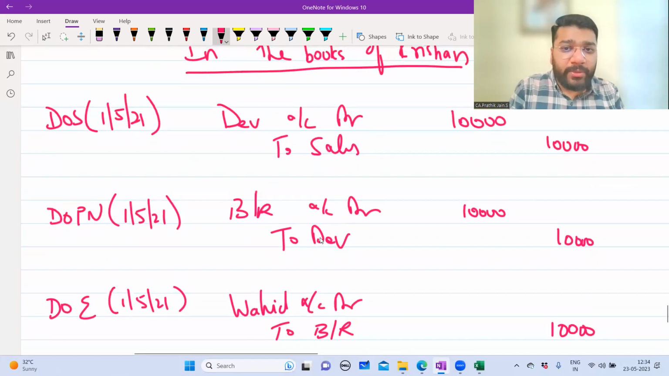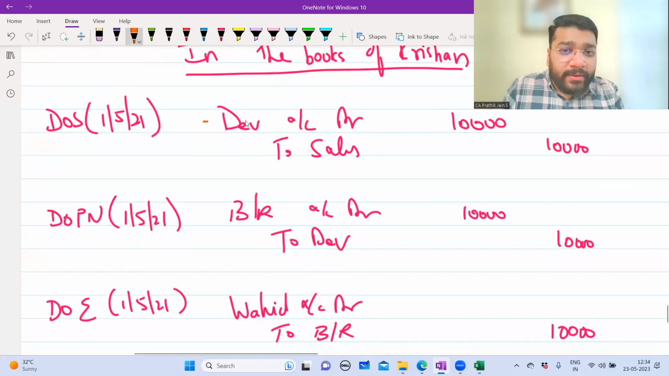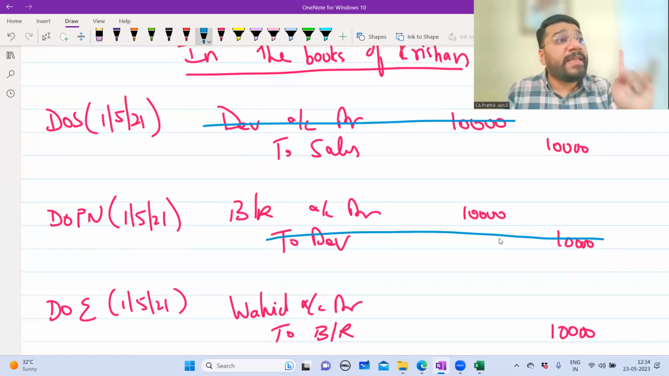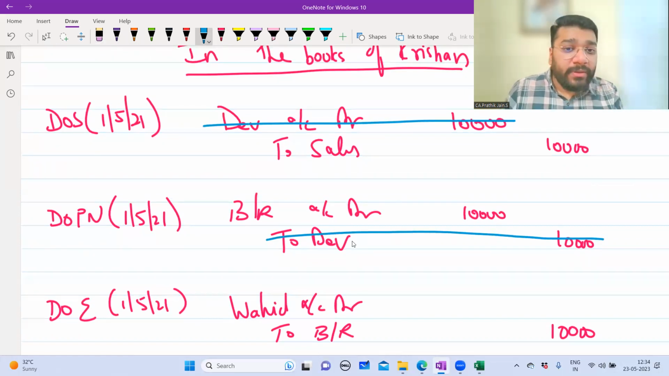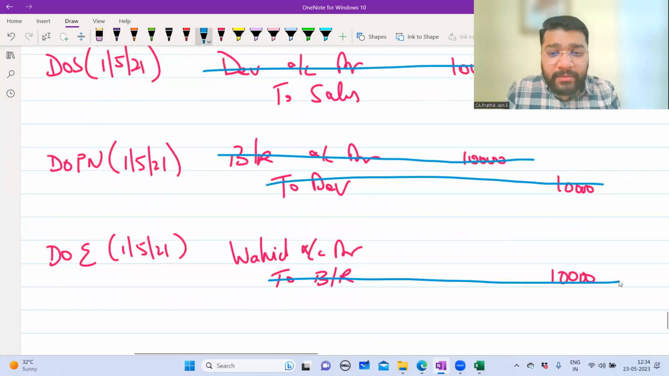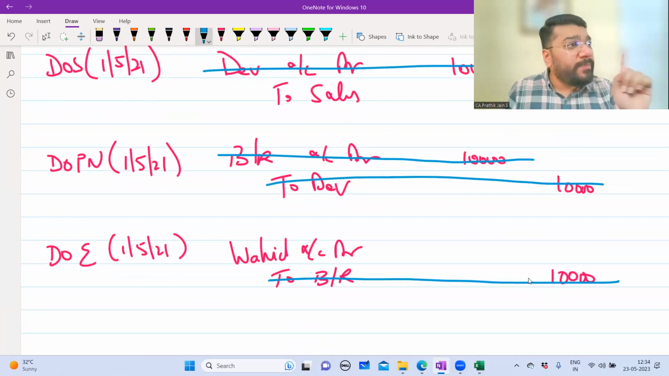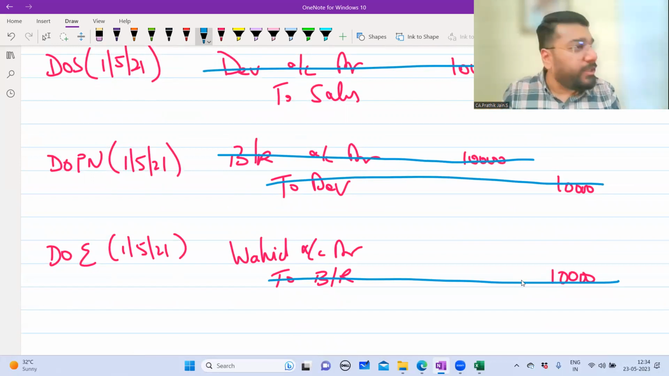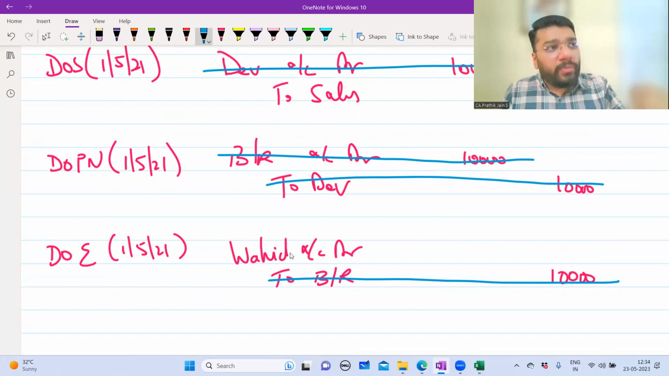Now please understand the sequence. Dev account 10,000 debit. Dev account 10,000 credit knocked off, which means Dev's ledger has now become zero. Bills receivable account 10,000 debit. Bills receivable account 10,000 credit. So which means bills receivable account is also zero. You know, debit is plus means credit is minus. Both are opposite to each other. So plus 10,000 and minus 10,000 is zero. Now why is the account put in debit? Is the account closed or still open?